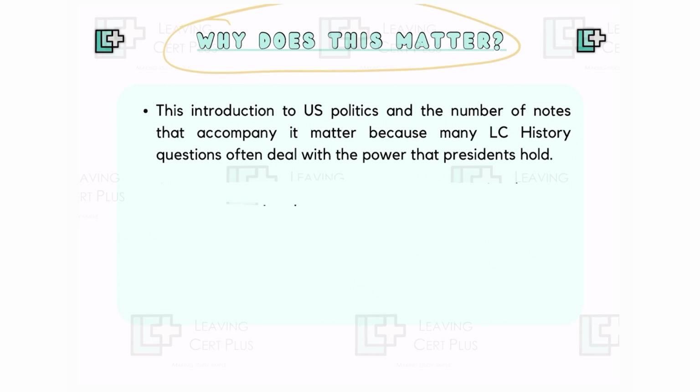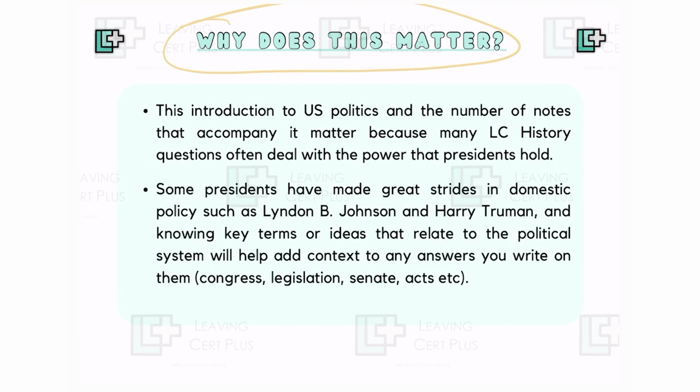Well, history questions in US and the Wider World will often talk about US presidents and the power they held, their domestic factors, their foreign policy decisions. But knowing how presidents get elected and how the government works that they run is actually quite important. It can set very important context, okay? Some presidents have made great strides in domestic policy, for example, such as Lyndon B. Johnson and Harry Truman. And knowing key terms or ideas that relate to the political system will add context to any answers. And guys, context is key in Leaving Cert history.